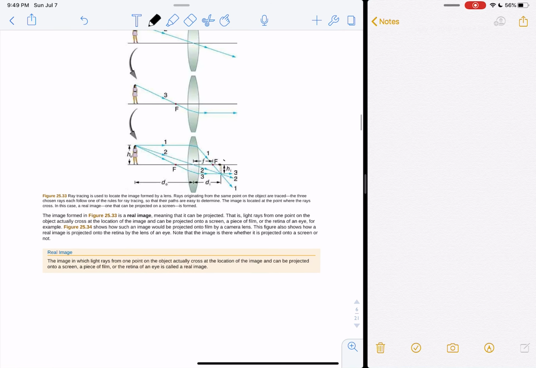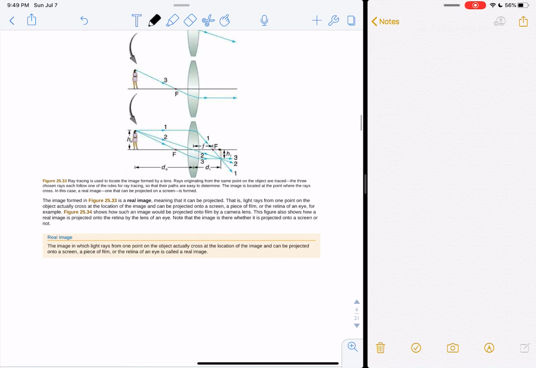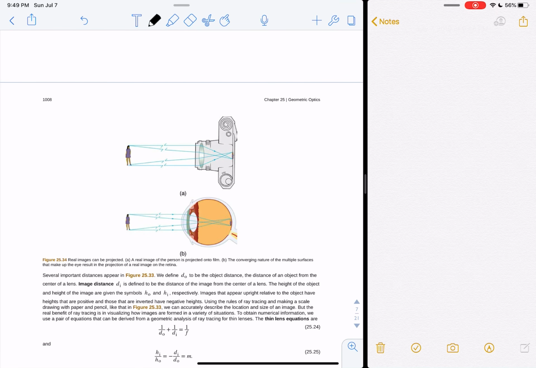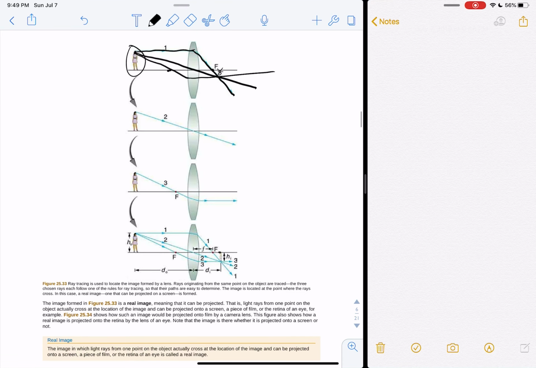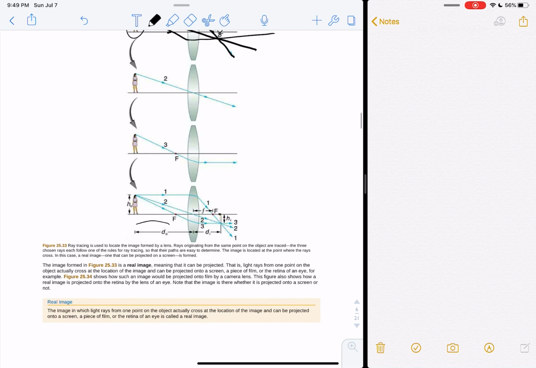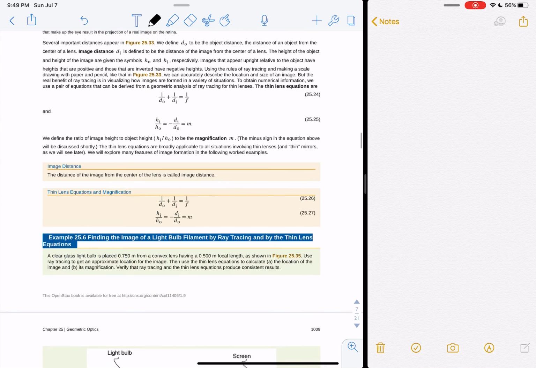There are 2 types of images you have to pay attention to: real images or virtual images. This is a real image, and that's because the rays themselves all intersect at this point. This is just showing how a camera works and how your eyeball works. So what I talked about up here: the first thing you have to do is be able to draw these diagrams. The next thing is you have to know how to use these 3 numbers, F, DI, and DO.